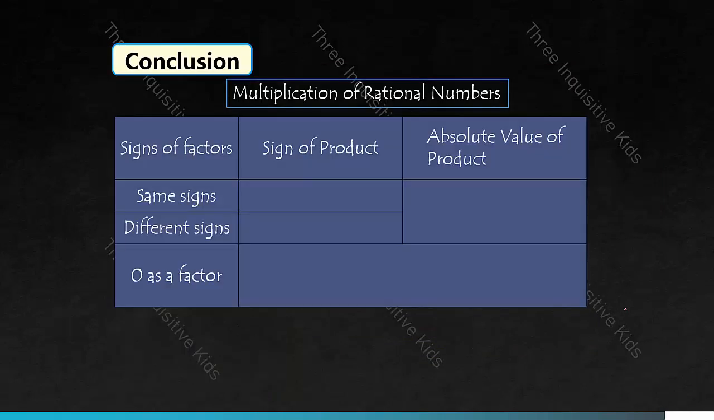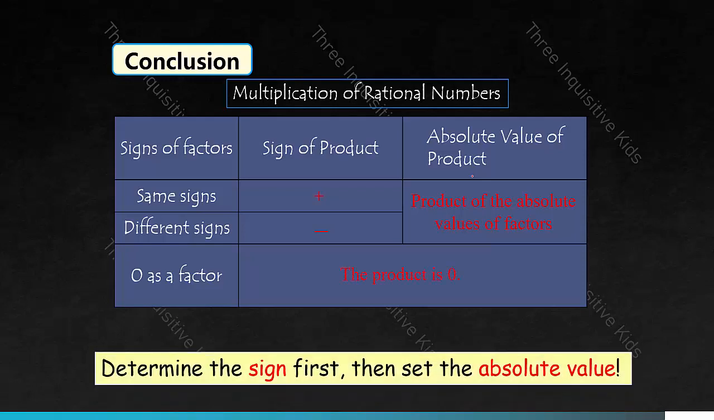So here we have a neat table for us to conclude what we just learned. If the factors have the same signs, the sign of the product will be positive. If both factors have different signs, the sign of the product will be negative. And the absolute value of the product would be determined by the product of the absolute values of the factors. And if 0 is a factor, then the product is just 0. First determine if it's going to be positive or negative, then set the absolute value.